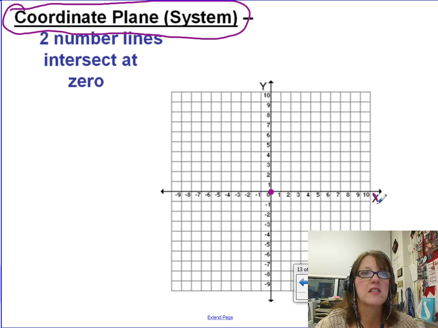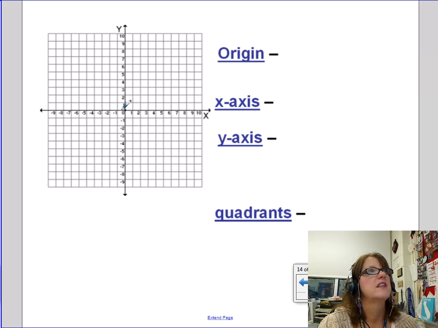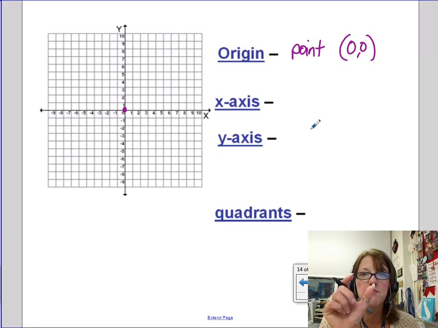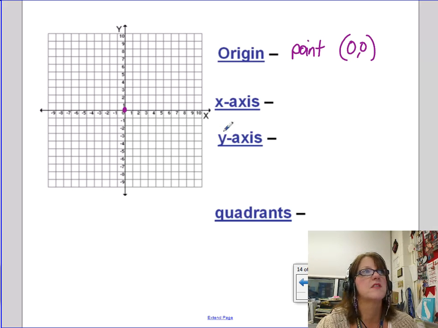Put an X right here on the horizontal. Put a Y right up there. You've heard this terminology before. The origin is basically where the two lines meet. It is this point, (0, 0). You have to put parentheses around it. That means it's that specific point.